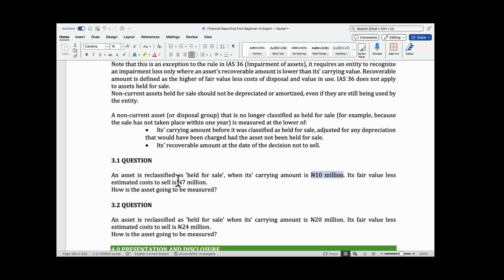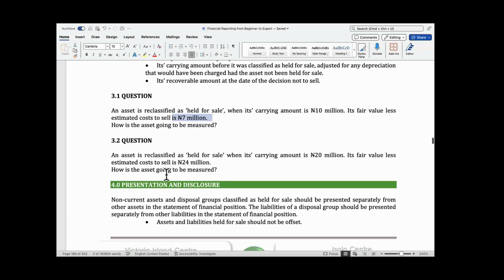Its fair value less cost to sell is 7 million. How is the asset measured? It's at 7 million because that's the lower. That's the lower, so there's nothing there.